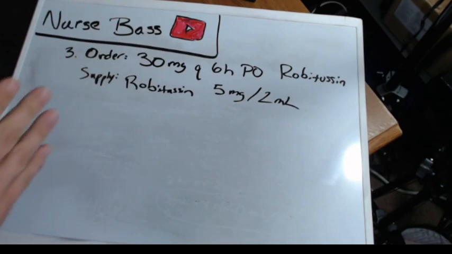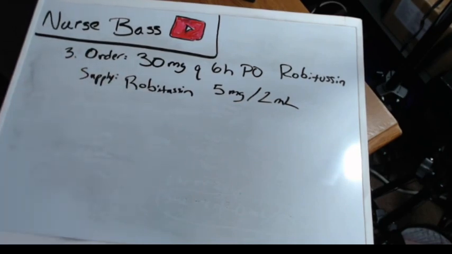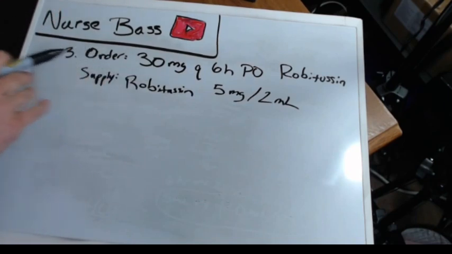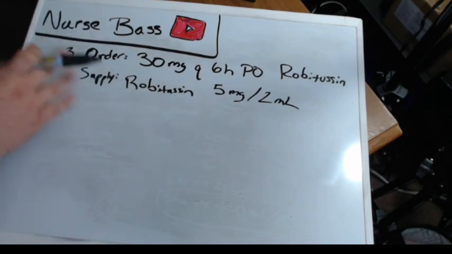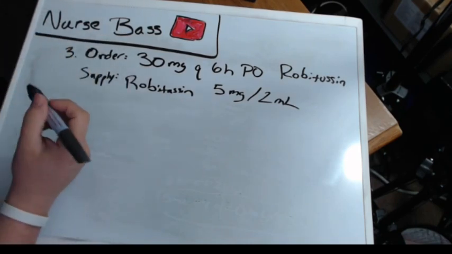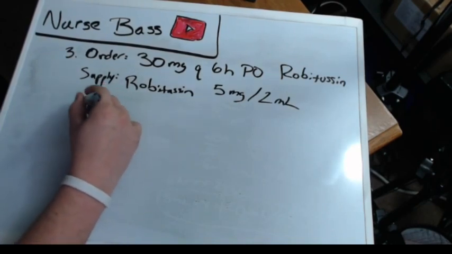Okay, so this is question number 3. The physician orders Robitussin, 30 milligrams every 6 hours PO, by mouth. The pharmacy supplied us with Robitussin, 5 milligrams in 2 milliliters. The question is asking how many milliliters should the patient receive per dose?